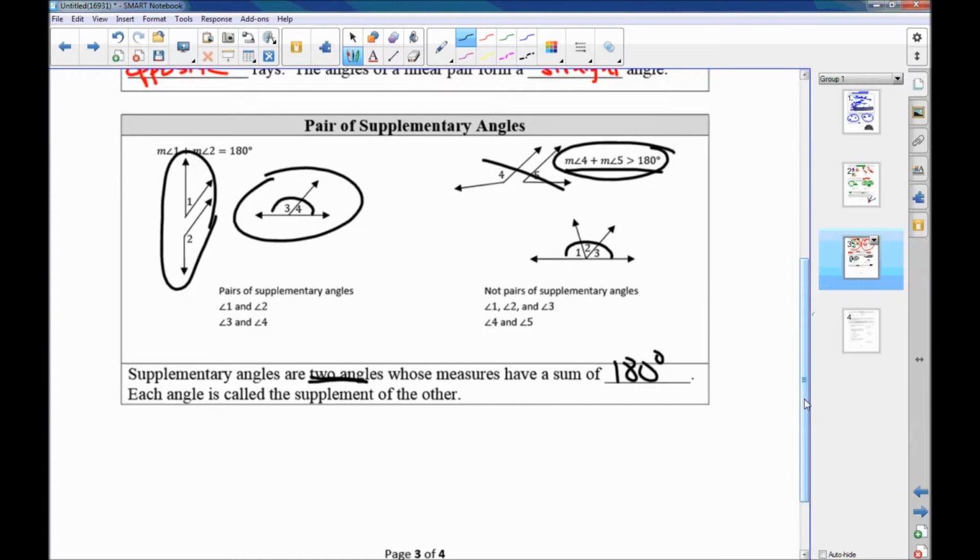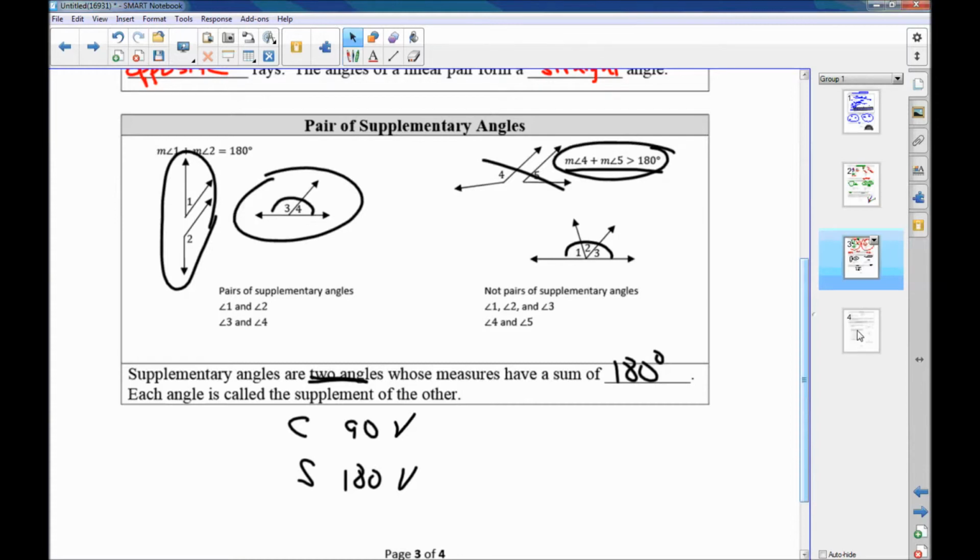Now how do I remember complementary and supplementary? Which one goes with 90 and which one goes with 180? I think about the alphabet. C comes before S in the alphabet and 90 comes before 180 on the number line. So I know complementary goes with 90 and supplementary goes with 180.